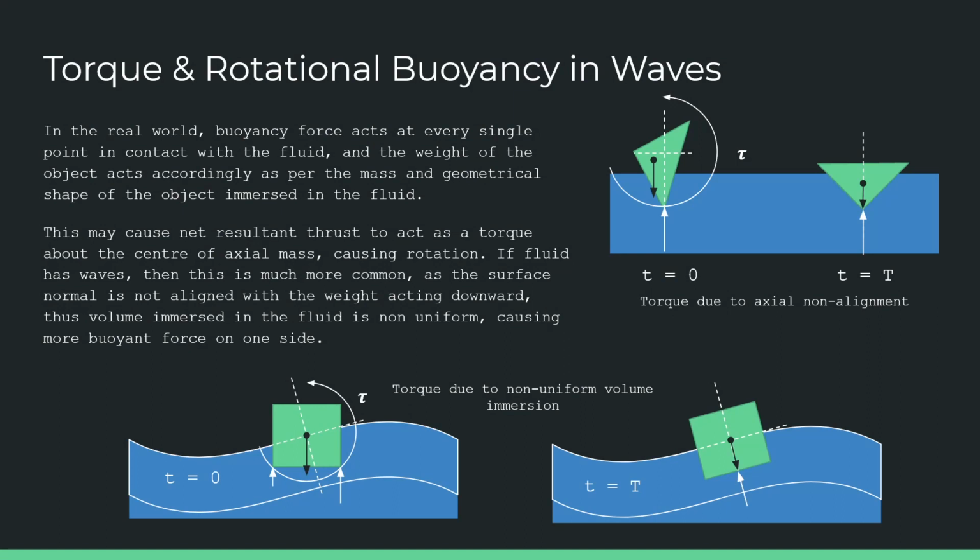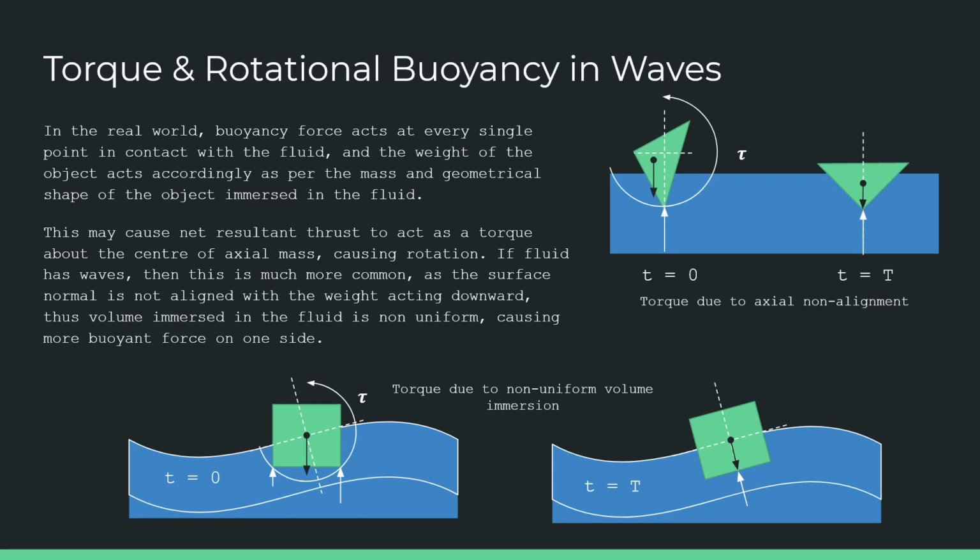In the real world, objects are not always uniform, as in they don't have a smooth surface at the interface of the fluid. Similarly, they might have a different geometry, like a triangle, which is not uniform in its mass distribution. Similarly, the fluid itself may not have a straight interface based on the gravity normal. So in these cases, torque begins acting due to the misalignment of the forces. This causes what is known as rotational buoyancy.